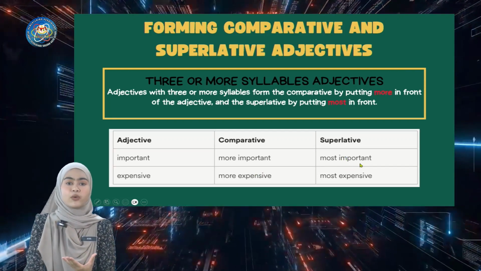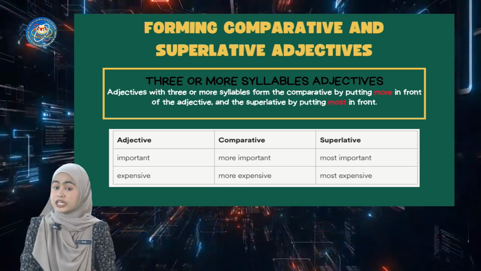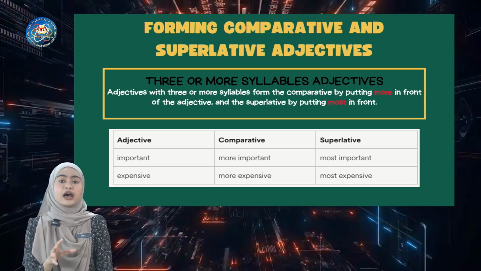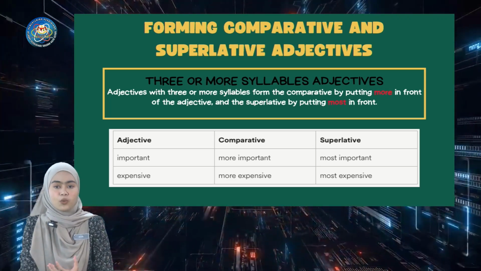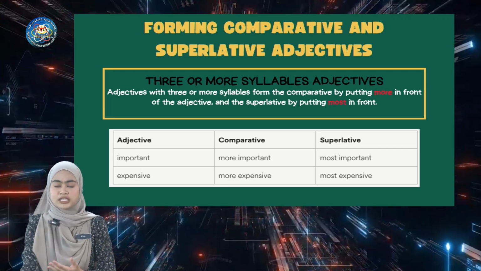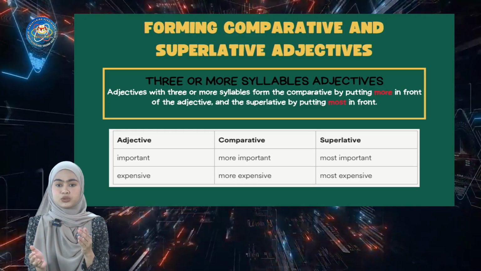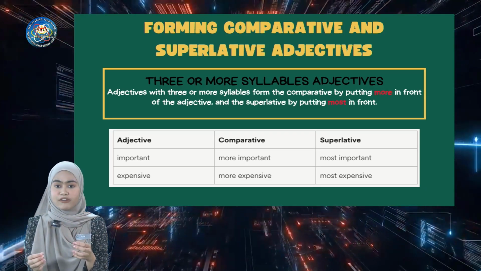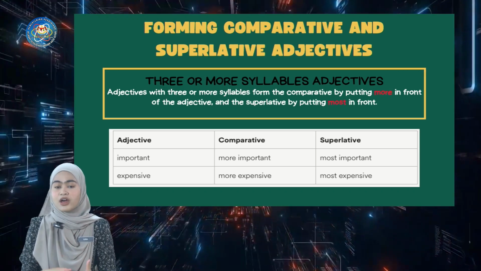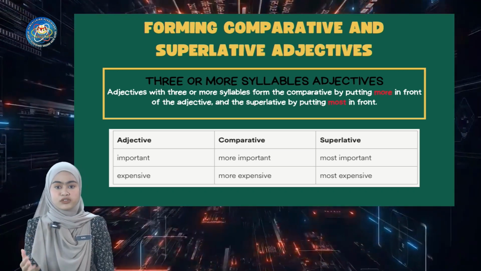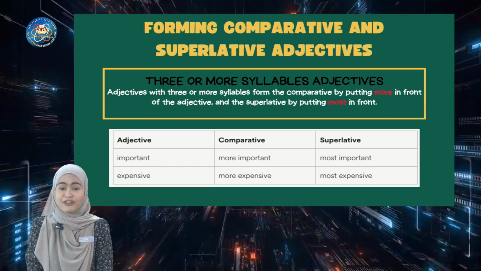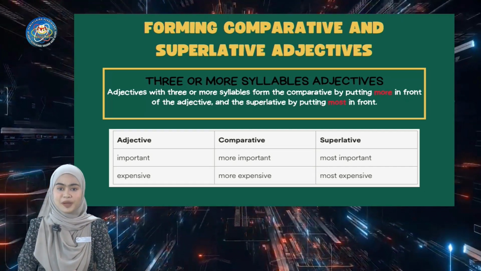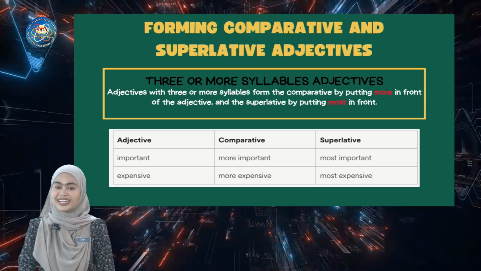So remember everyone, if we want to form comparative and superlative adjectives, there are formulas that we need to follow. If you are not sure which formula to use, you can try and error by using more and most for both the comparative and superlative. So I think that is all from me for comparative and superlative adjectives. See you in the next topic.